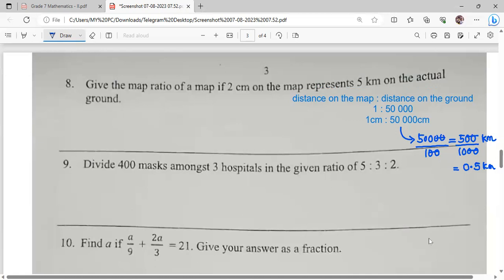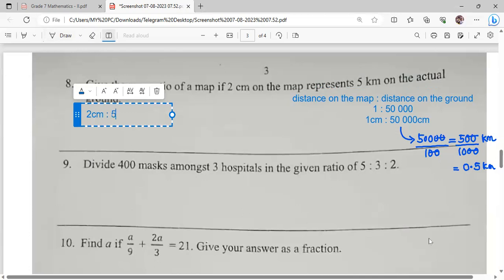Now here they are telling that 2 centimeters on the map represent 5 kilometers on the actual ground. Now how do you write that? You write 2 centimeter to 5 kilometer. Then you multiply by 1000, which gives me meters. When I have the meter value, 2 centimeter to 5,000 meters, I multiply this by 100 to get the centimeter value. Because I always told you, for the map ratio we are talking in terms of centimeters.